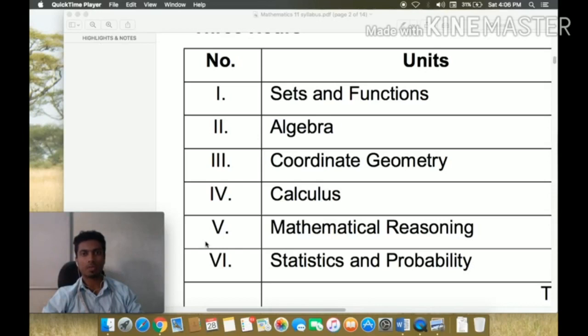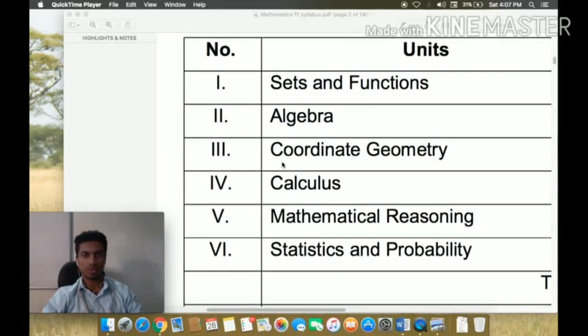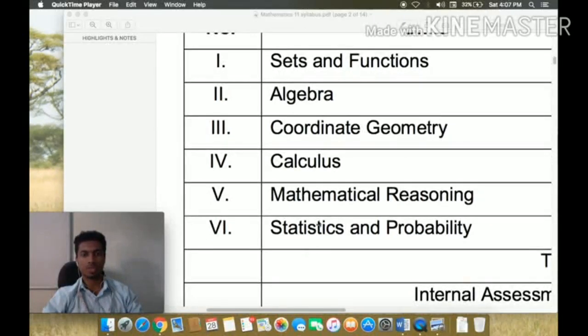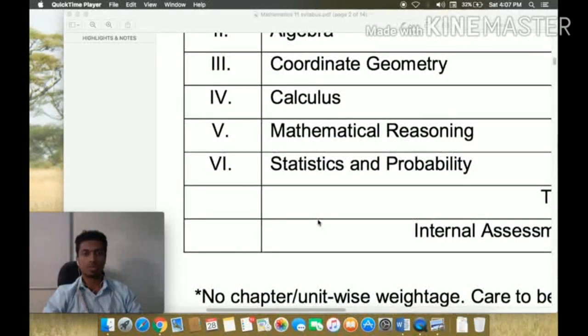I'll be briefing you about the syllabus for class 11 mathematics. So let's start with the topic. All in all, we have 6 units in class 11. First is your sets and functions, second unit has algebra, third has coordinate geometry, fourth has calculus, fifth has mathematical reasoning, sixth has statistics.